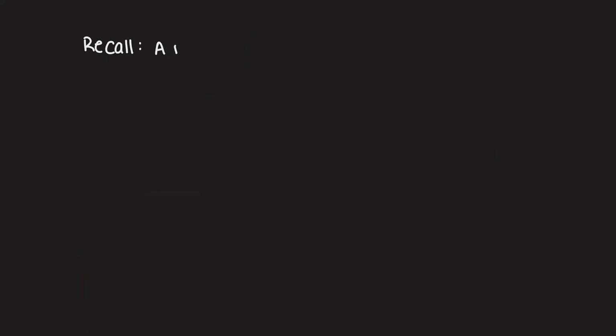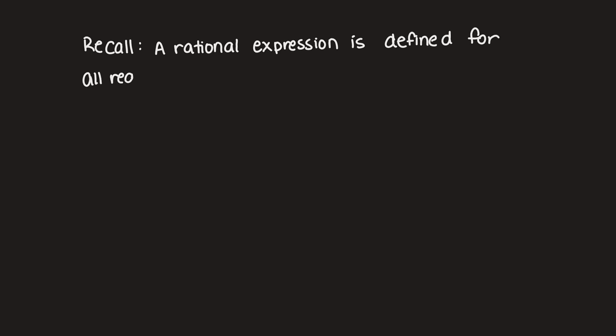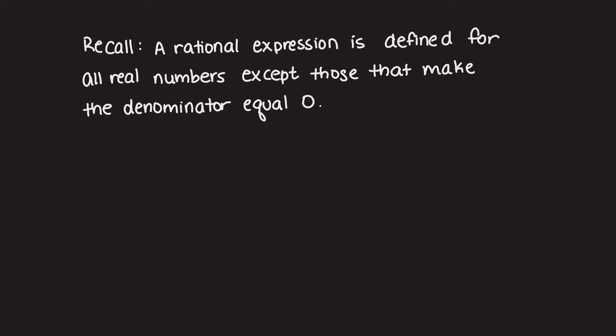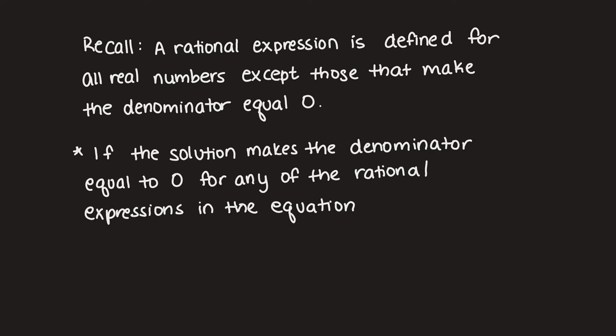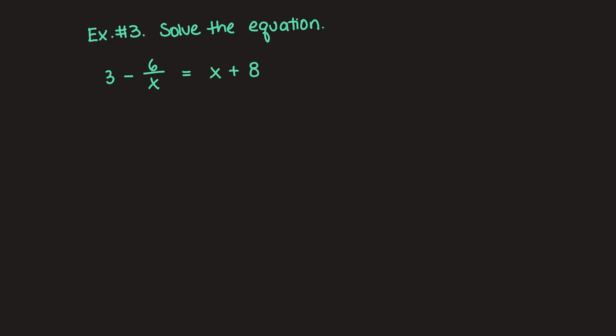Okay, so recall that a rational expression is defined for all real numbers except those that make the denominator equal 0. So if a solution makes the denominator equal to 0 for any of the rational expressions in the equation, then it is rejected as a solution. So notice for this example, we have a variable in this expression. This expression will be undefined when x equals 0. Therefore, we make a note that our solution for x cannot be 0.